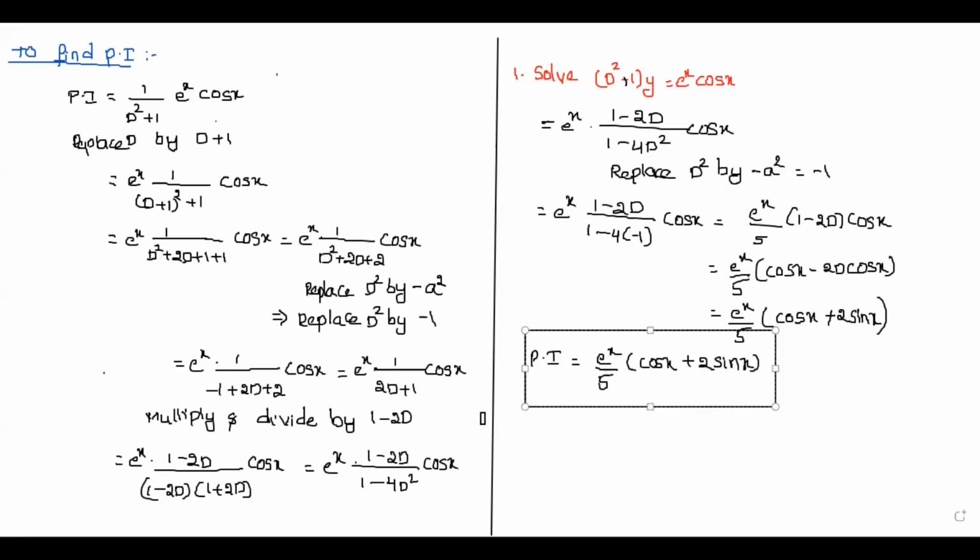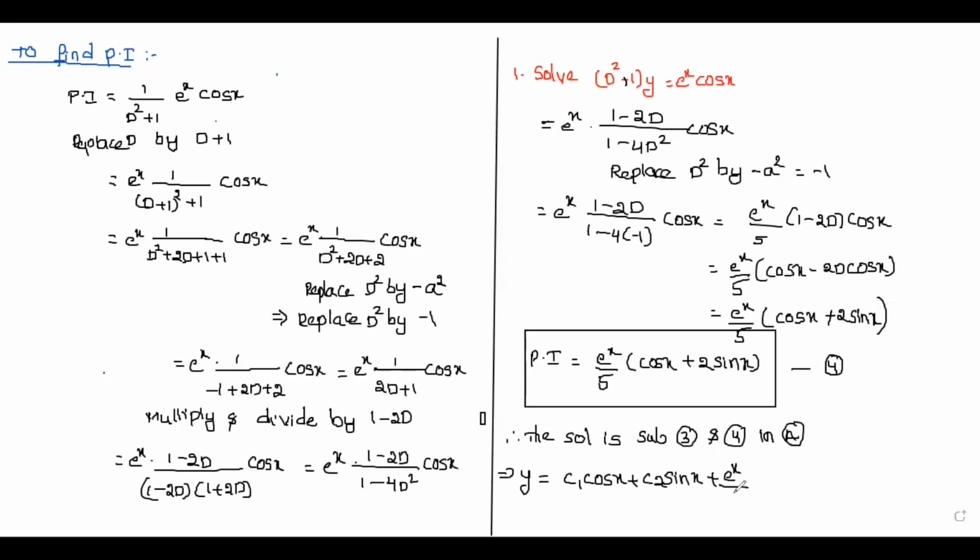So therefore, the solution is, put it as equation 4, substitute 3 and 4 in A, implies y is equal to complementary function plus particular integral. Complementary function we got c1 cos x plus c2 sin x, and particular integral is plus e power x by 5 into cos x plus 2 sin x.